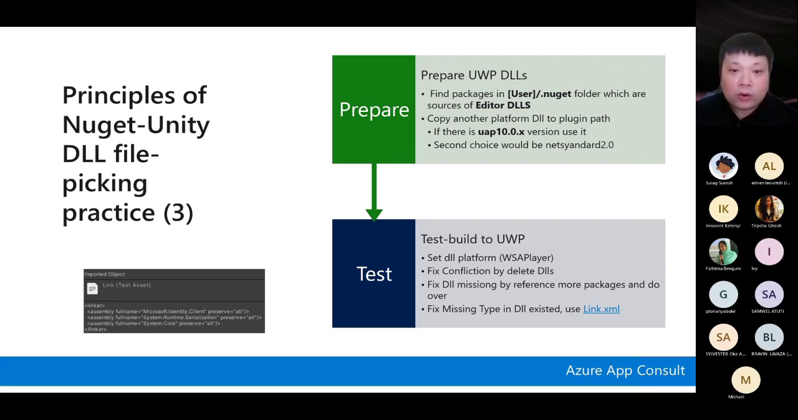That means those DLLs will only be available when the compilation is for the device, only on the C++ projects. And if there are configurations you don't need, you can delete them. If there are missing ones, you can add them and still mark them as WSA Player. If we compile but find some types missing, we should use link.xml to mark those DLLs to be ignored, or we can reserve them fully. That means a DLL can be put into C++ wholly, with no types missing.